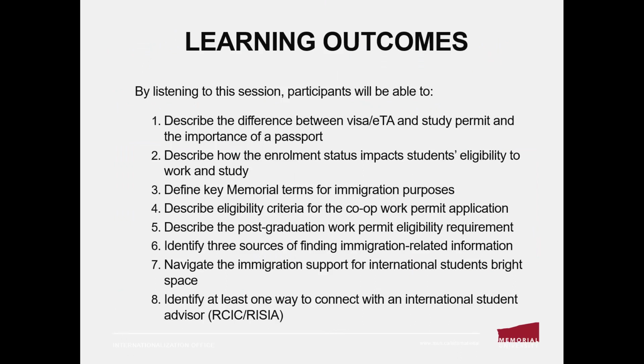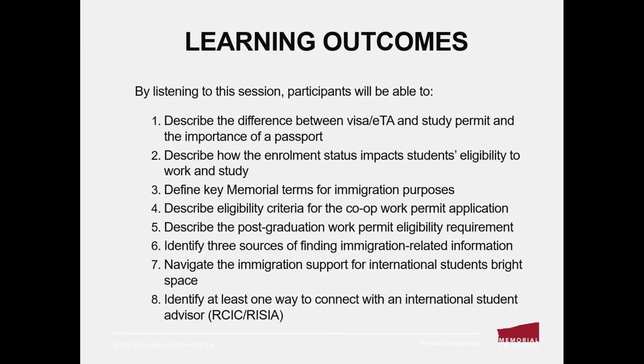Number 4, we'll be discussing the co-op work permit. So we'll talk about what's needed if as part of your program you need to undertake a work placement. Number 5, we'll also be discussing the postgrad work permit, which is a permit you might be eligible for upon completion of your studies. And even though you're just starting, it's important to think and plan ahead if these are part of your immigration goals.